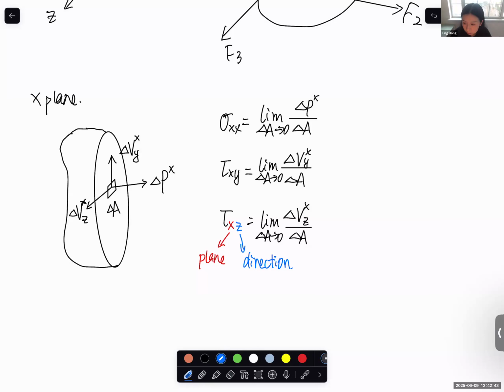Any questions so far? What is delta P? Delta P is a force applied on the small area. Since I use delta A for the area, on this delta A it corresponds to delta P. Yes, it's the internal normal force. Yes, thank you.